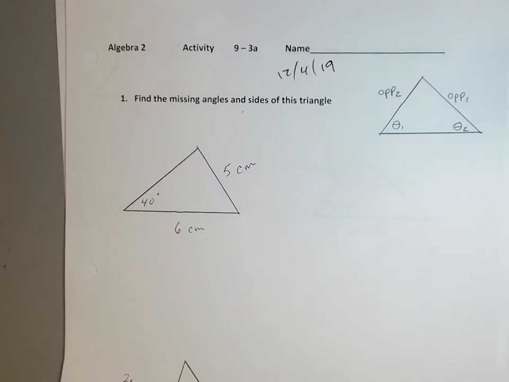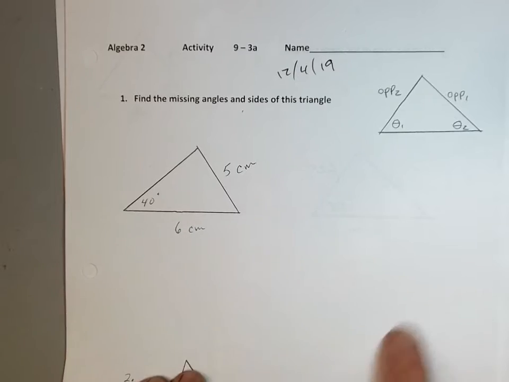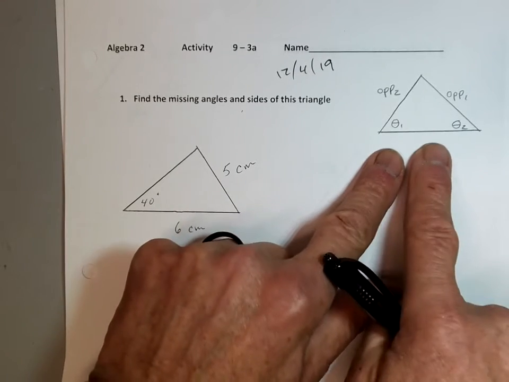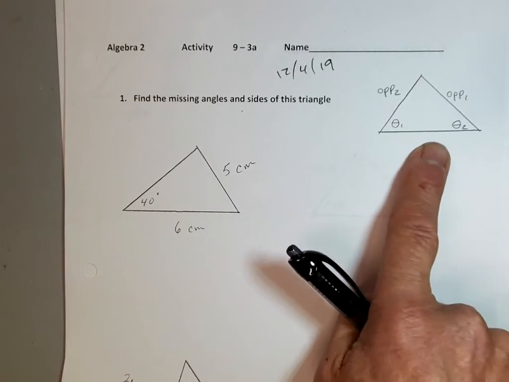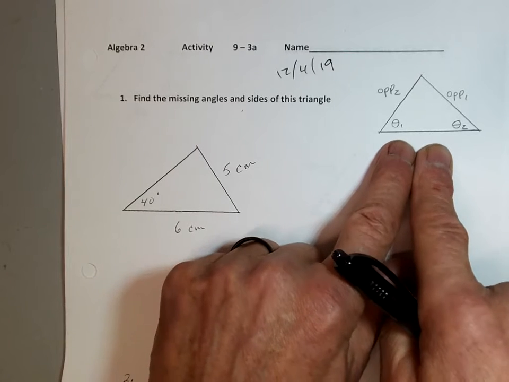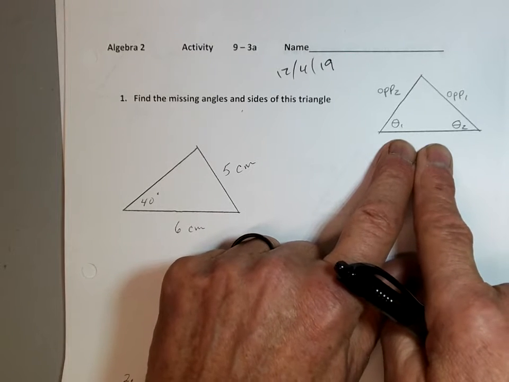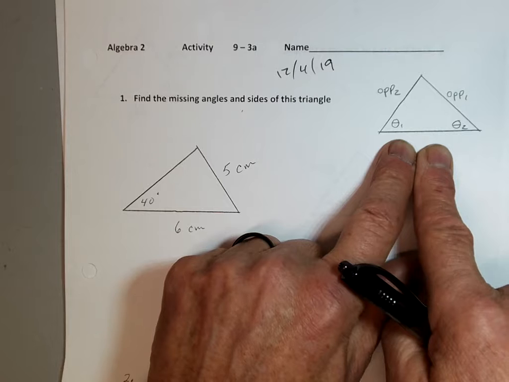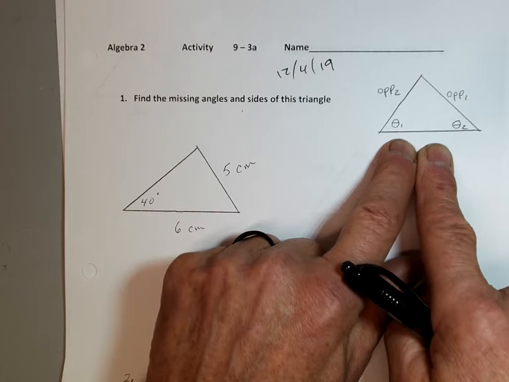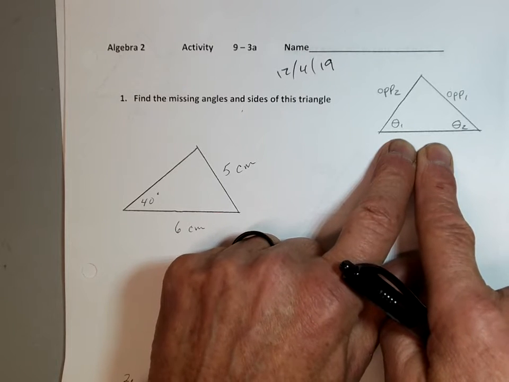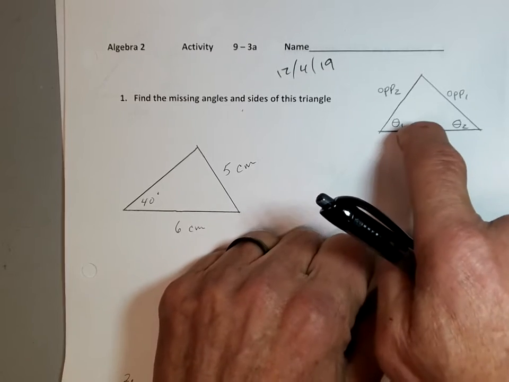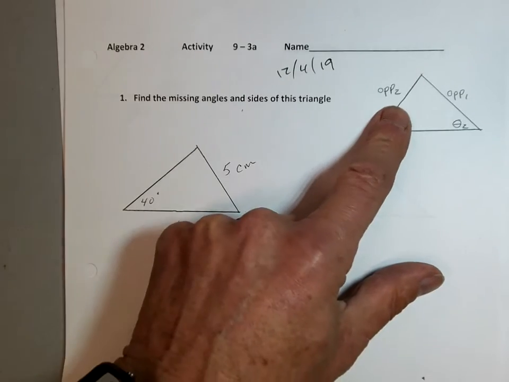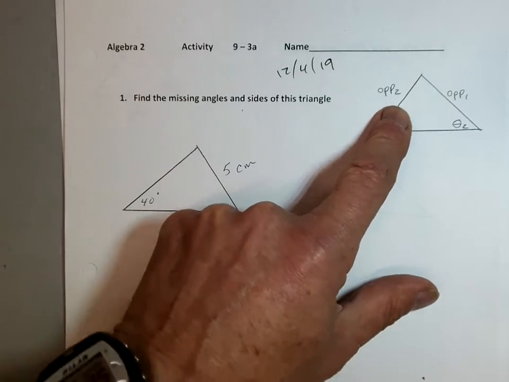12:4, 19. Okay, so find the missing angles and sides of this triangle. Before we even start, this is notes for the kids who weren't here. It's not a right triangle. So there is no hypotenuse. You can't use the sine, cosine, and tangent ratios on this triangle because it's not a right triangle. That stuff is right triangle trig.